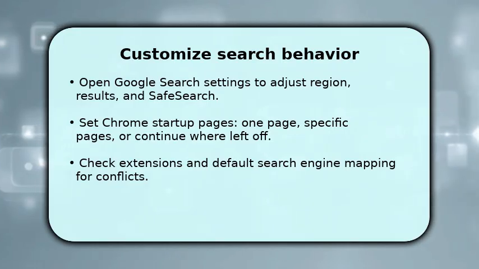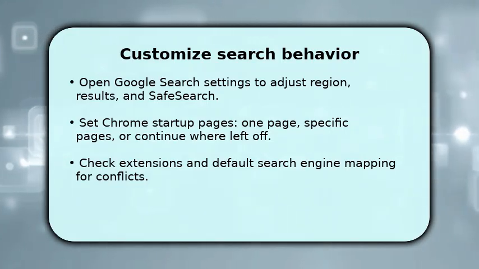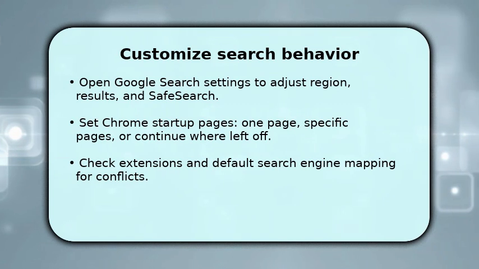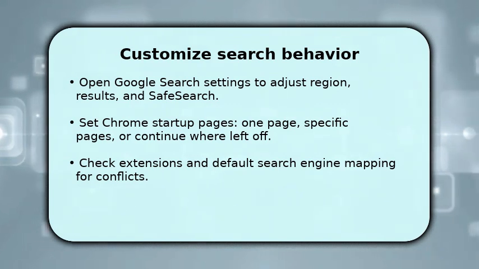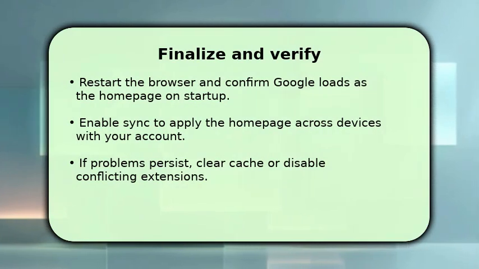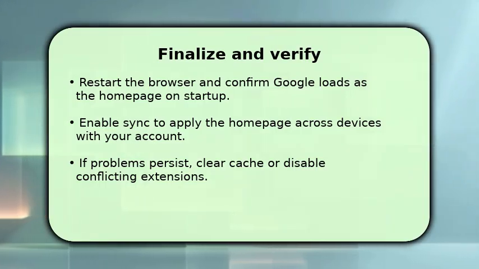Also inspect extensions and default search engine mappings, because an extension or a different search provider can override your homepage. Disable or reconfigure any conflicting extension. You finish by restarting the browser and verifying that Google opens on startup and the home button points to Google.com.